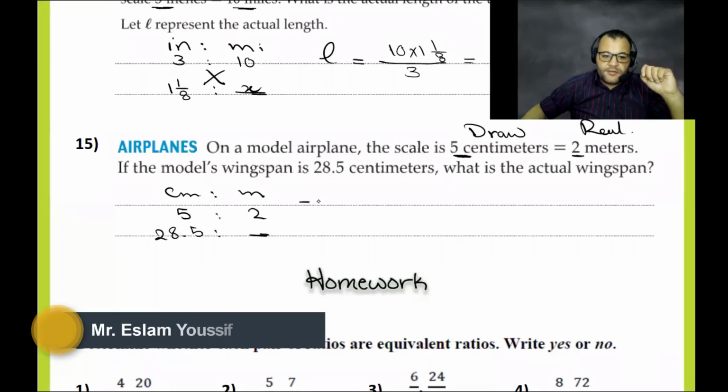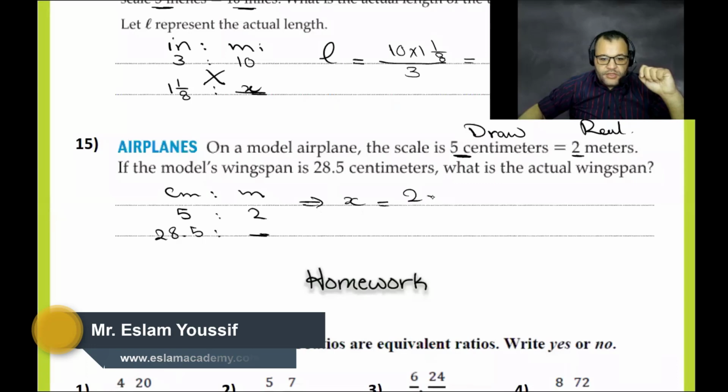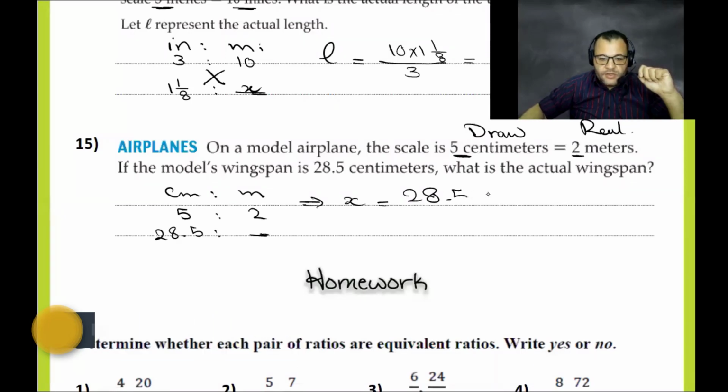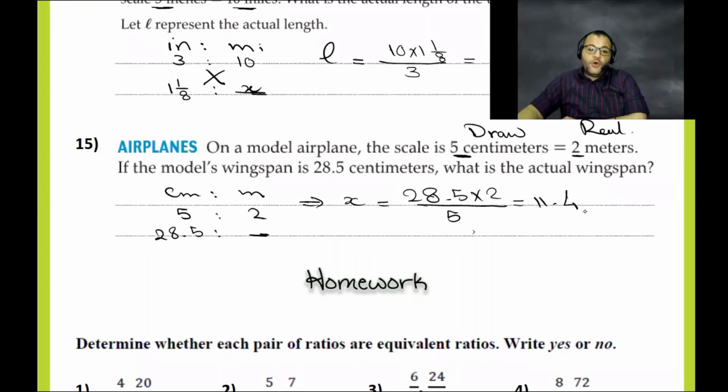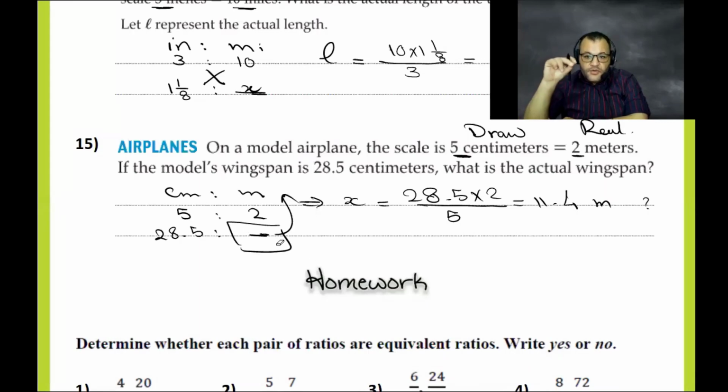So how can we find the variable? 28.5 times 2 divided by 5. So the answer now will be 11.4. 11.4 what? What is the unit? Meters, because the variable that we need to find is under the meter. Is it clear? Any problem for this one?